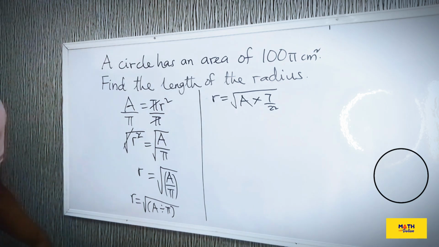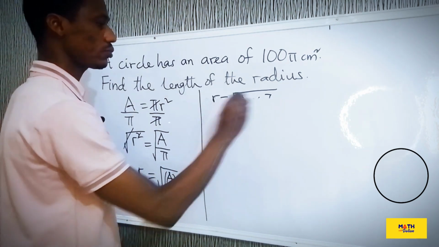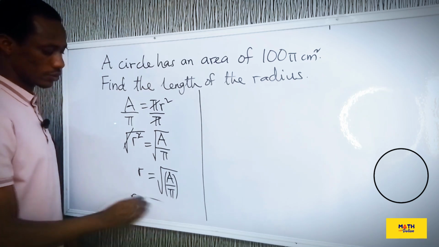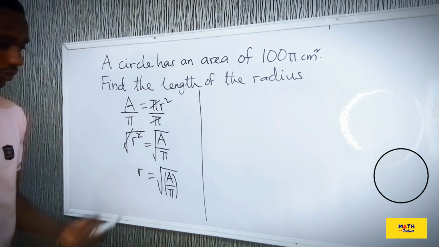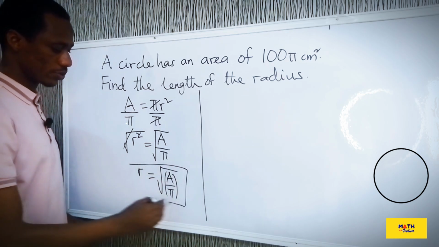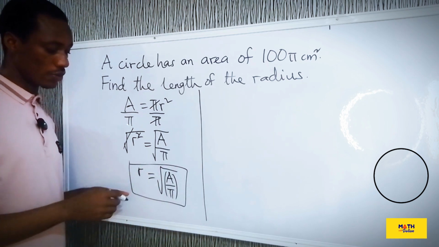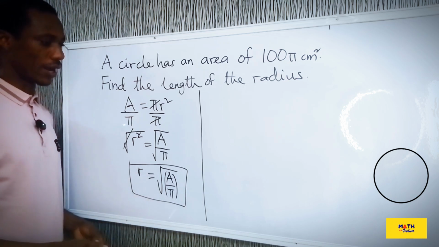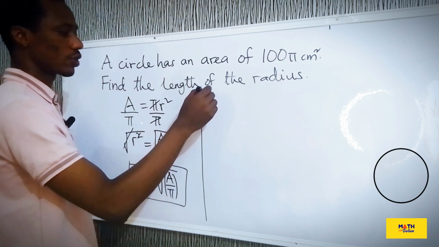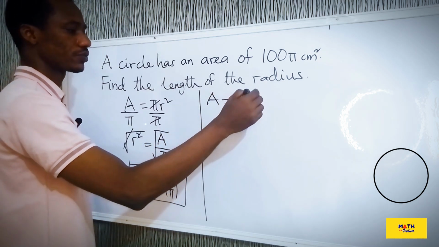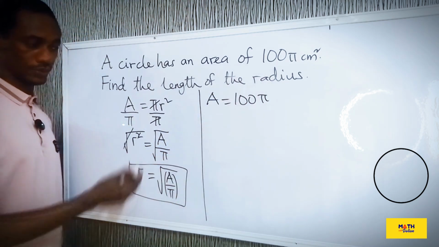Okay, but in this example, we are not going this way. So we stay with this formula. Remember how we got to this point. So we're finding the square root of the area divided by pi. In this question, we're given the area as 100 pi centimeters squared.